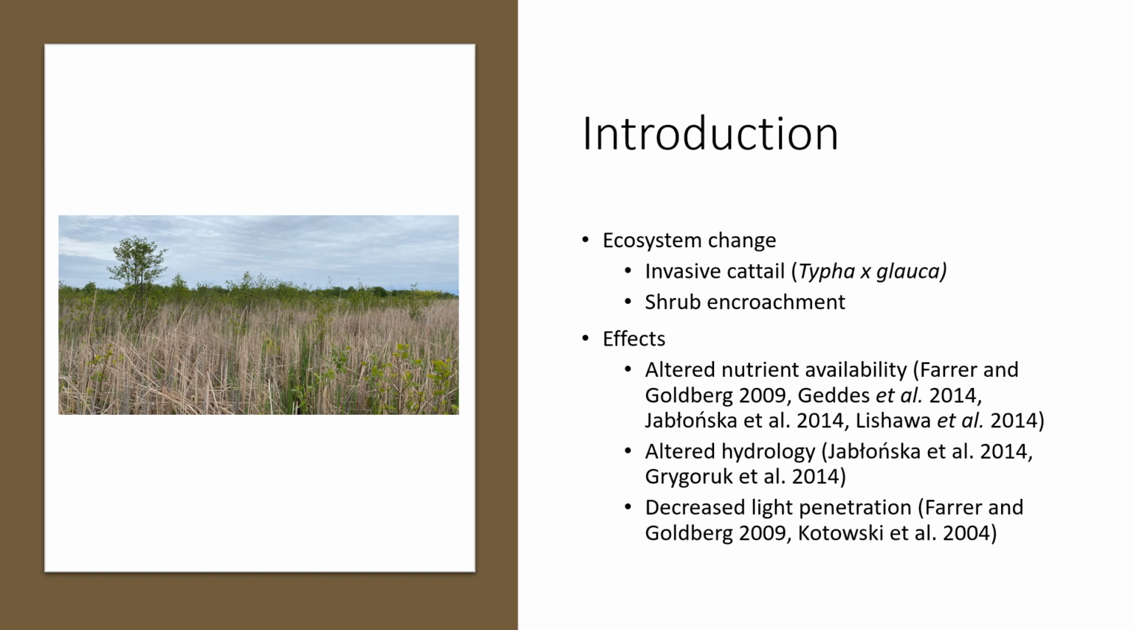Because peatland vegetation grows in low nutrient, inundated, open habitats, invasive cattail and shrub encroachment can be detrimental to vegetation communities that are specifically adapted to these conditions. This may also reduce the floristic quality of a peatland.